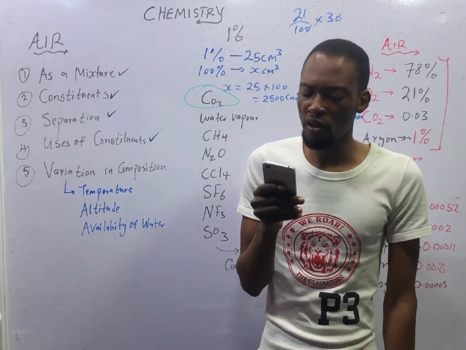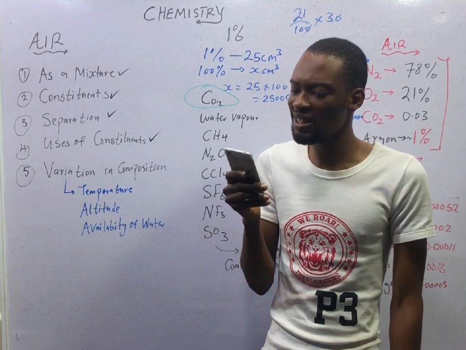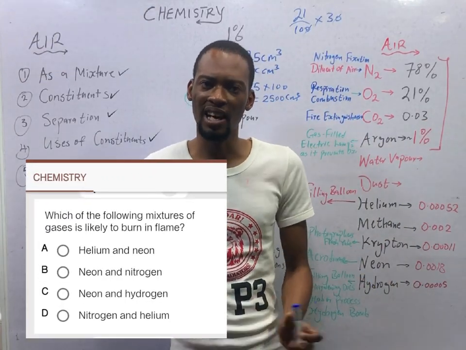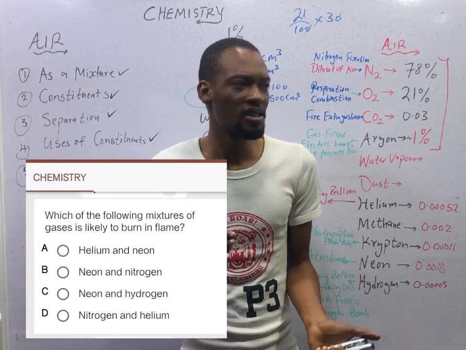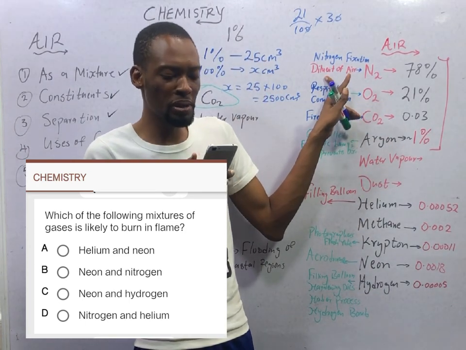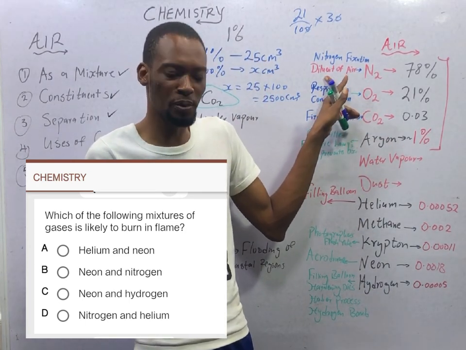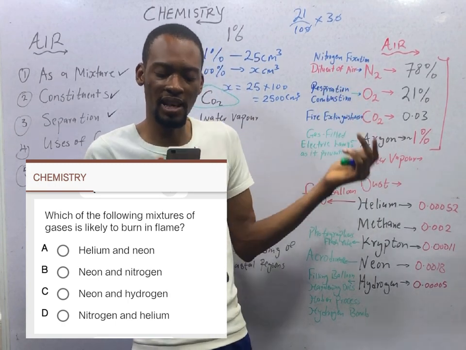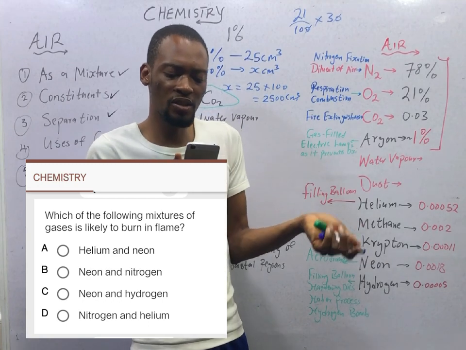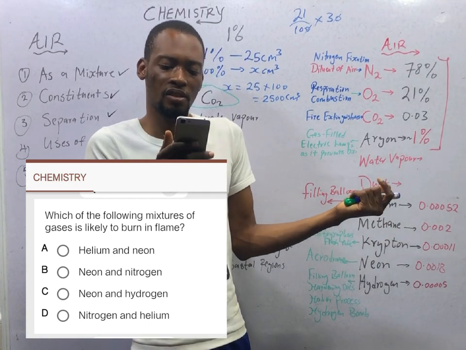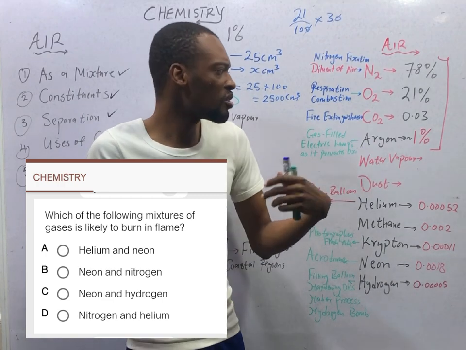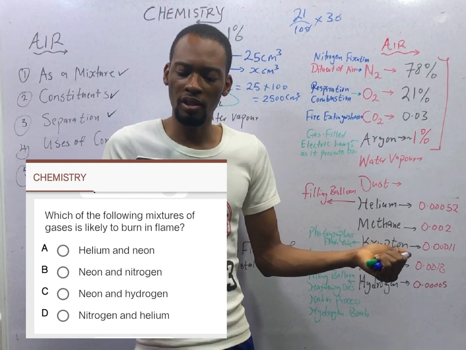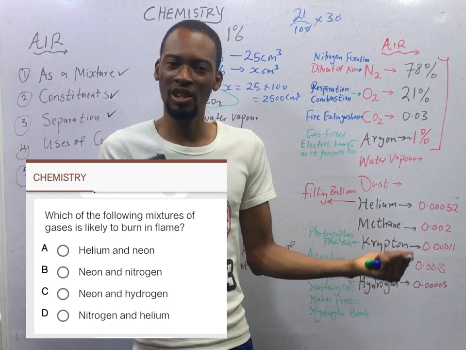Which of the following mixtures of gases is likely to burn in flame? Helium and neon, when you mix them, they don't react and they don't burn. Nitrogen acts as a diluent. So when you mix nitrogen and neon, nitrogen doesn't even support burning. It slows down burning, and neon, on the other hand, is unreactive. For option D, nitrogen doesn't support burning. It acts as a diluent, and helium is also unreactive. So A, B, and D won't really react or burn. That leaves us with option C as the correct option.